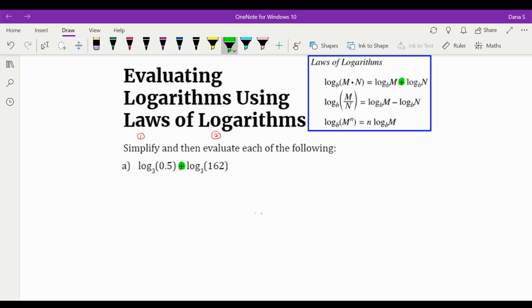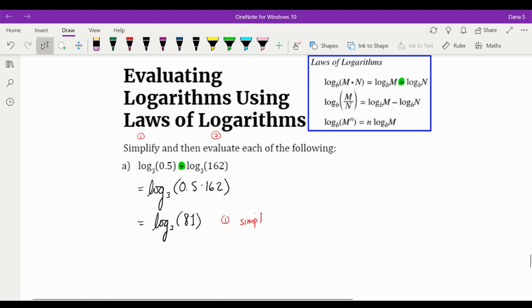For the first one, we have a sum of logarithms. So remember, a sum of logarithms can be written as the logarithm of the product by using the product law of logarithms. So this would be equivalent to log base 3 of the product of 0.5 and 162, which gives us log base 3 of 81. This would be simplified because we now have a single logarithm with a single argument. Now we're going to evaluate this.